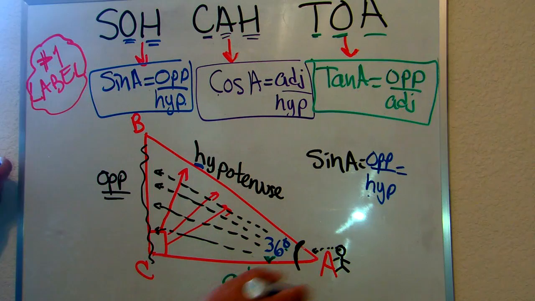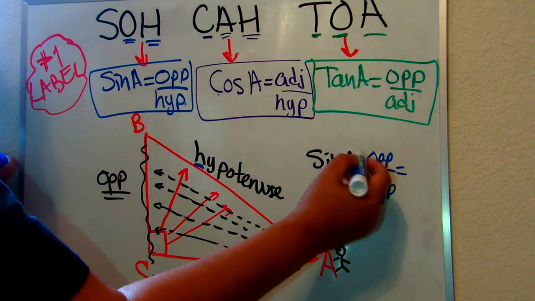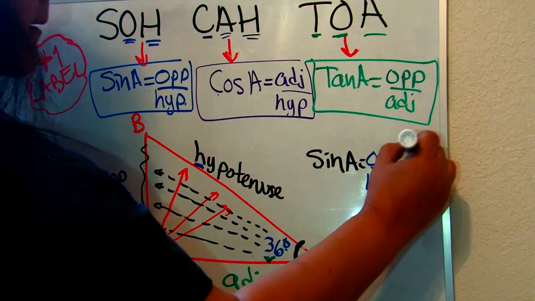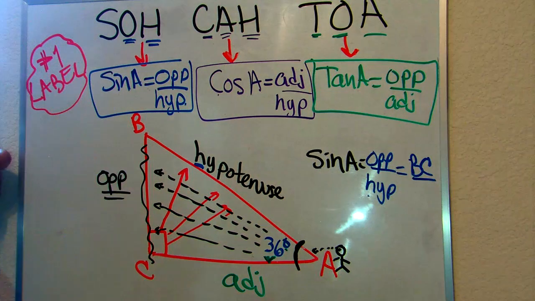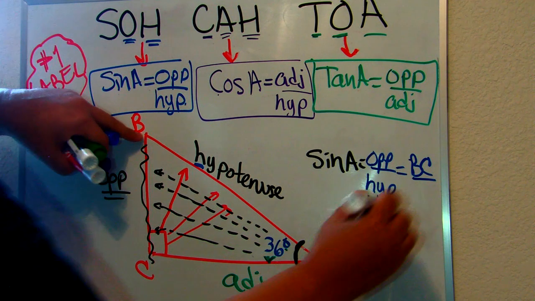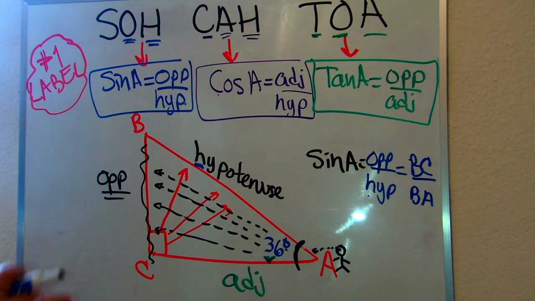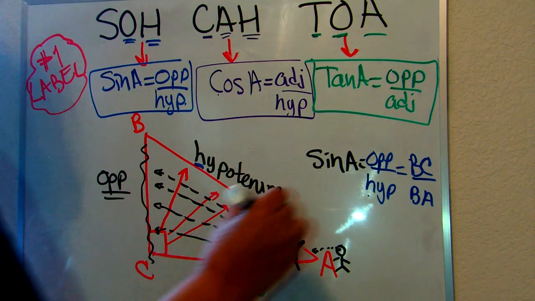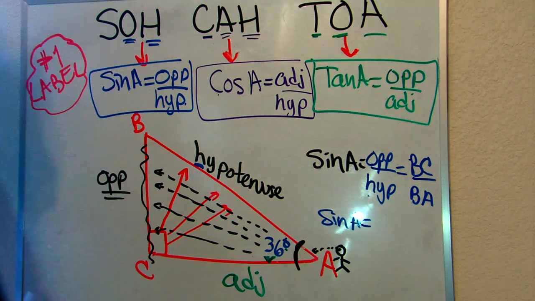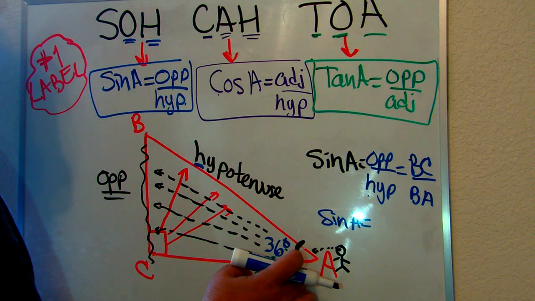And I'm going to use the names of the sides that we have right here. For angle A, what is the name of the opposite side? It's BC, over the hypotenuse. What's the name of the hypotenuse? It's BA. All right. So now, in order for us to find the sine, the ratio sine for angle A in relation to angle A, I need numbers.